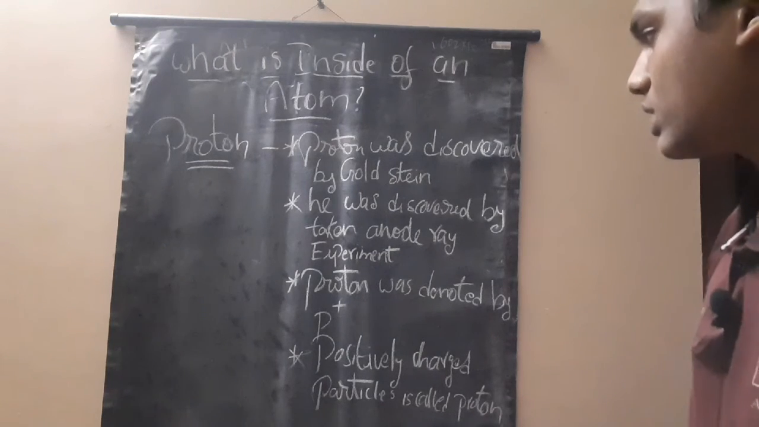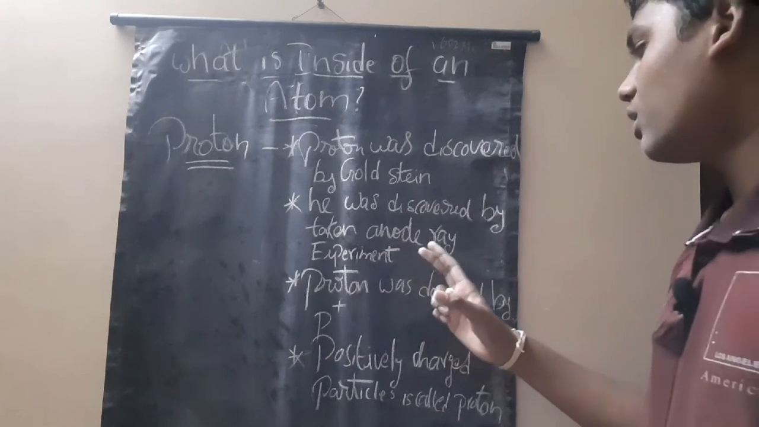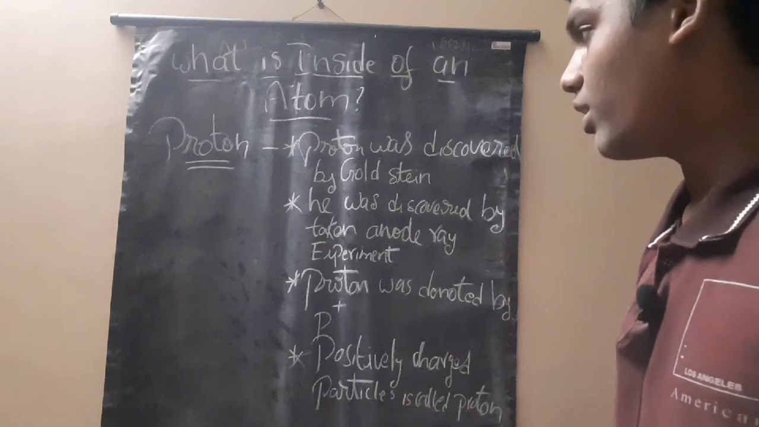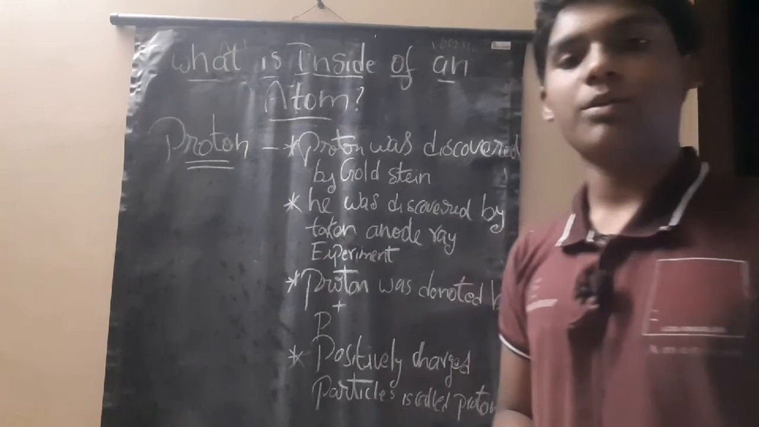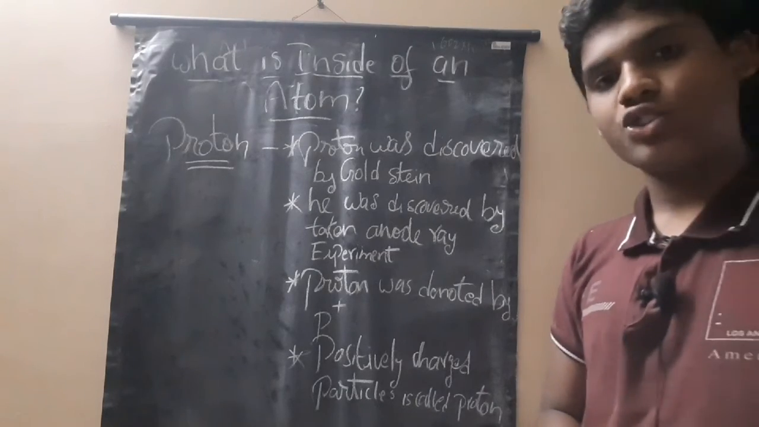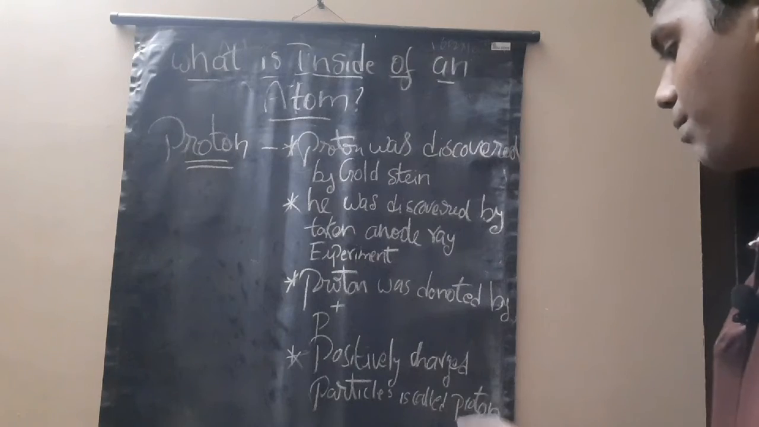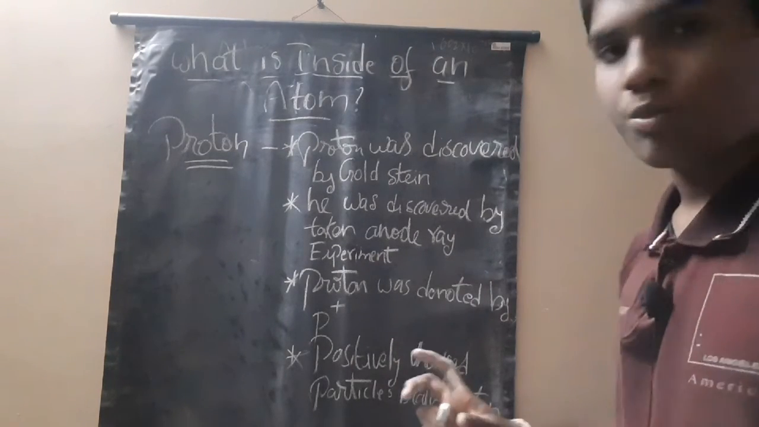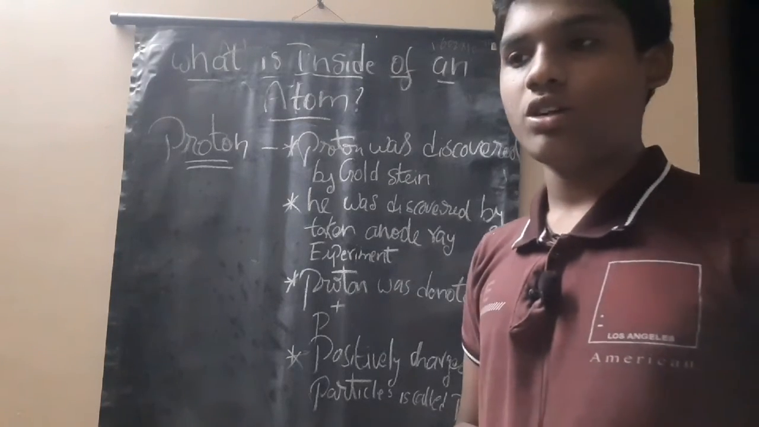Goldstein, a scientist, discovered the proton through the anode ray experiment. The proton is denoted by P plus. We all know that the proton is positively charged in the atom, and the positively charged particles are called protons. These are some points about protons, and now let us discuss some more points.